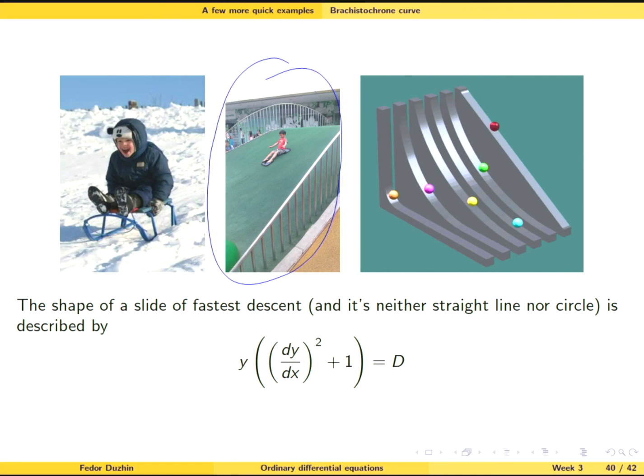It turns out that the answer is neither a straight line nor a circle, and the whole process is described by this differential equation. Note that unlike most differential equations, this one does not have dy/dx on the left-hand side. So first you need to change it so that dy/dx is on the left-hand side, and then you can solve it, although it is not easy. If you're interested in this, you can just Google it.